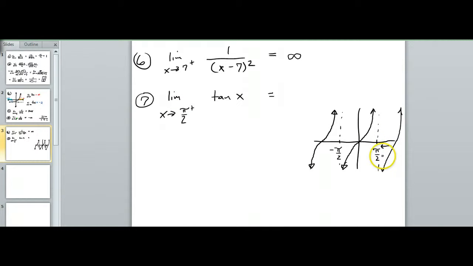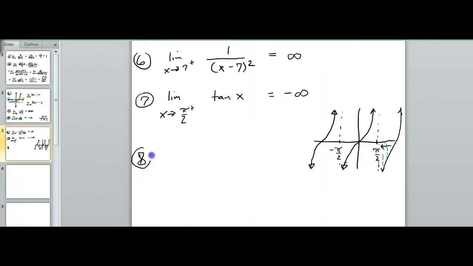So the graph is going down again towards negative infinity. The closer and closer I get to pi over 2, the graph goes down further and further and further. Okay, so in this case we get a limit of negative infinity.